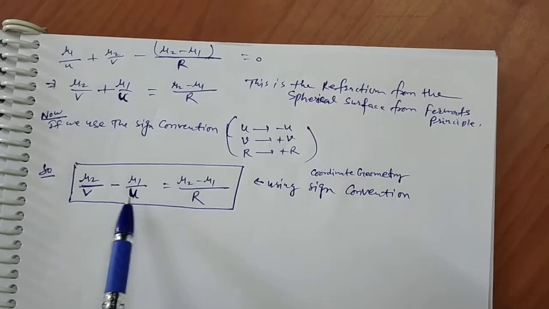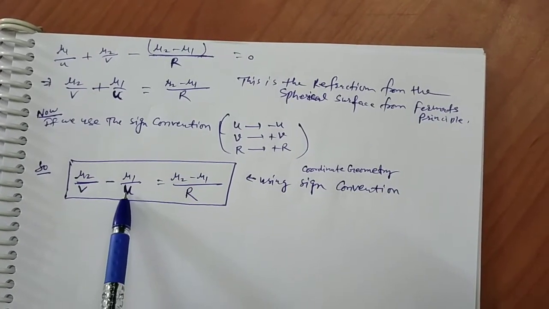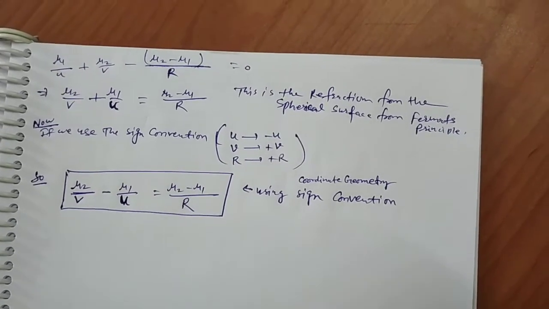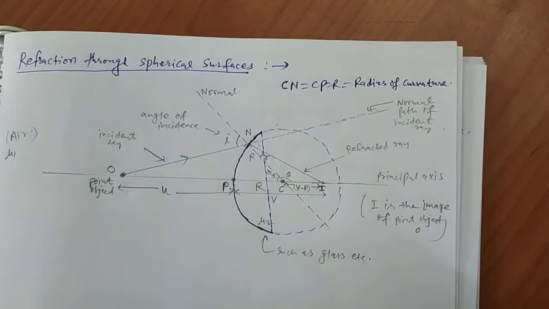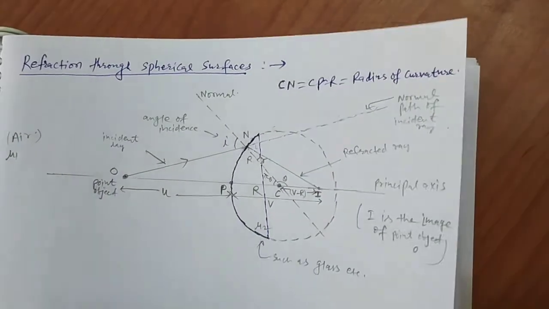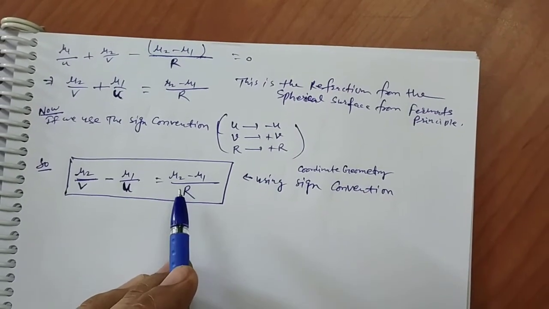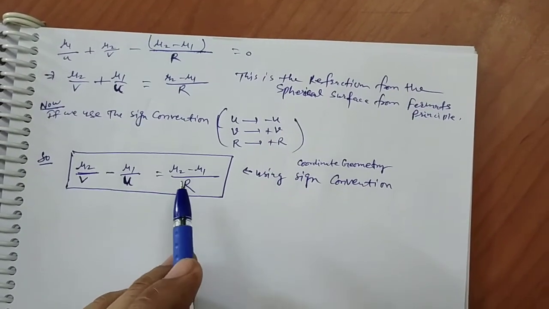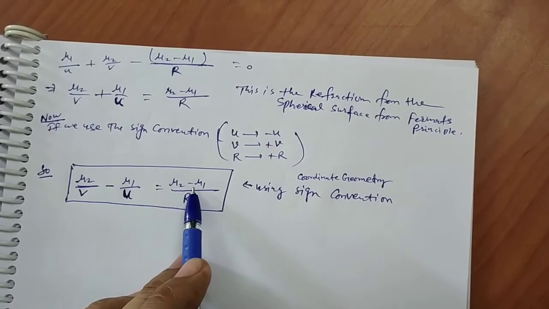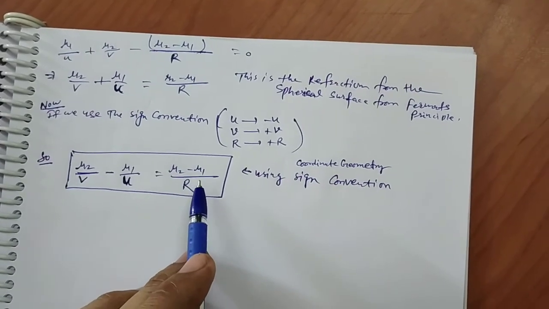In this, u is the distance from the point object to the pole, and v is the distance from the pole to the image of the point object. R is the radius and mu2 is the refractive index of the spherical surface, and mu1 is the refractive index of the medium which is outside the spherical surface.